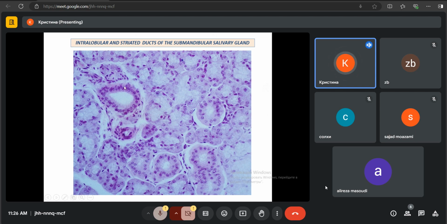And this is the intralobular duct, because it has two layers of cuboidal cells. We cannot see the shape of the cells, but we see the shape of nuclei. Nuclei are round, so the shape of the cells should be cuboidal. So this is the intralobular duct, which goes after the striated one.